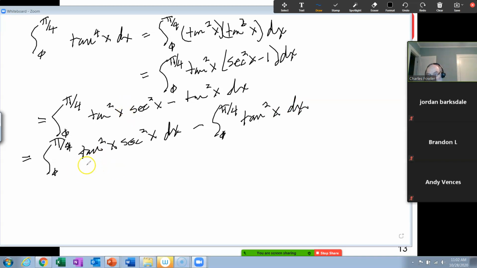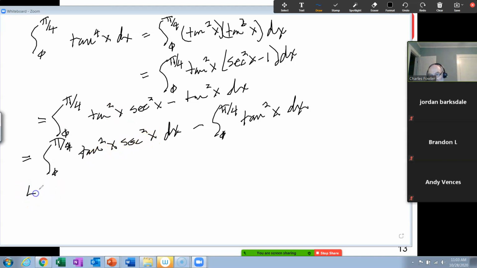Now, this one is okay. We can do a u substitution here. We've got that knocked. This one, however, is almost back to what we have here, except now we just write this as secant squared x minus 1. Okay? Now, that's not intuitively obvious, what we do with it. Well, I mean, it's not bad. Okay, so let's do the u substitution here.